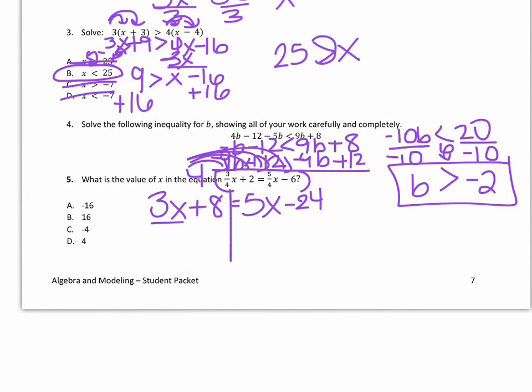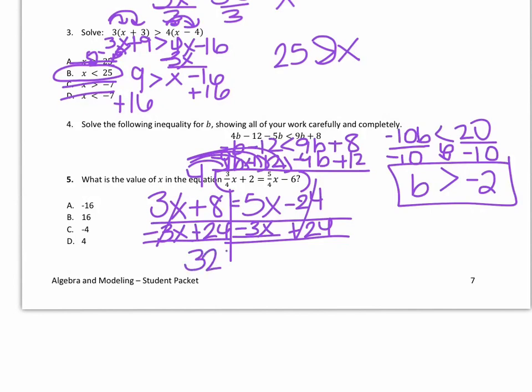Now, t-chart, minus the 3x to try and keep it positive, keeps it easier, and add the 24. Oops, I wasn't supposed to cross off. There. Add 24 to both sides so that those will be gone. And I wind up with 32 equals 2x, divide by 2, 16 equals x. That's it.